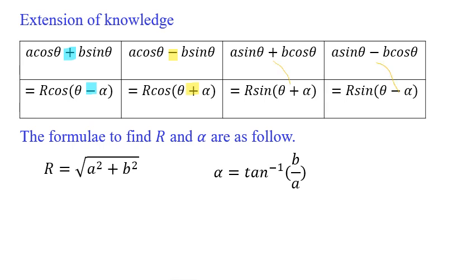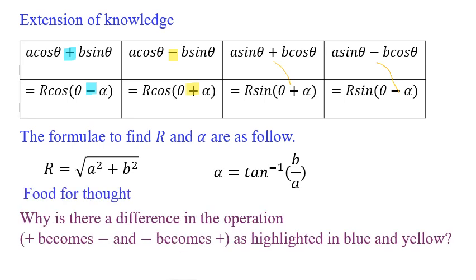It's because our formula, if you were to recall, is derived from the addition formulae. So if you've already forgotten how the addition formulae look like, just do a recap on it and you'll understand why there is a difference in the sign when you use R cos versus when you use R sin.